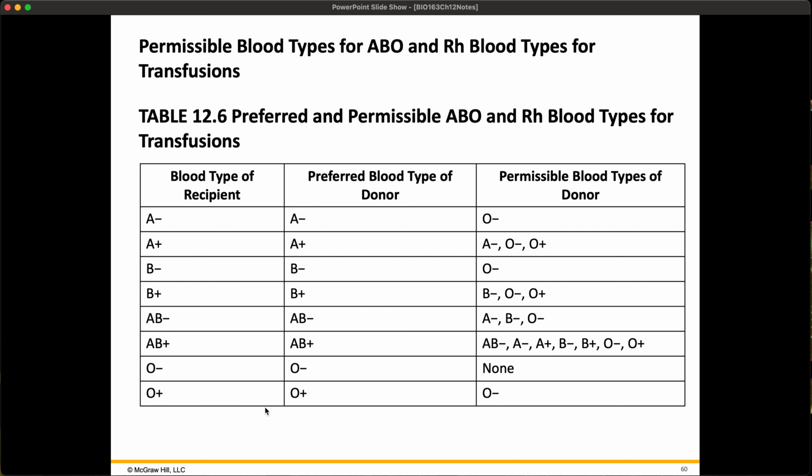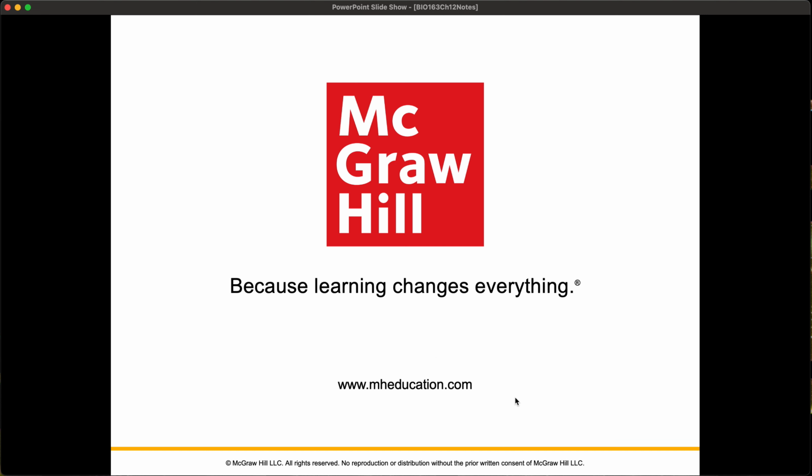O positive, because it's positive, there's no risk for this blood to be producing anti-Rh antibodies, so O positive can accept from O negative as well. All right, I think that's the last slide. Yeah, that last bit about blood transfusions can get confusing.